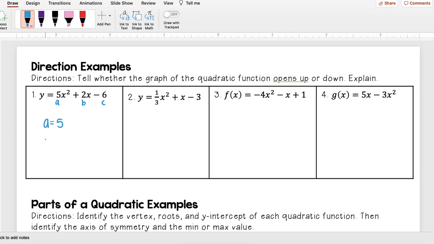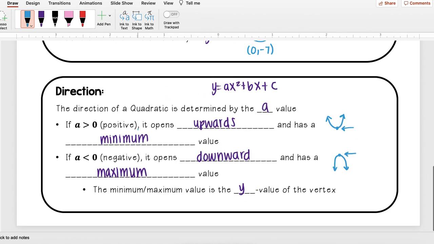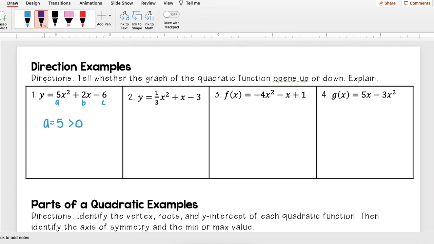And so I see that my a is equal to 5. And I'm going to think to myself, okay, is this positive or negative? Well, it's greater than 0, so it's positive. And based on my notes, when a is greater than 0, that means it's going to open up. Looking at this next one, first I see it is in standard form, so that means that my a value is just this first number. I see that this is positive, so this again opens up.